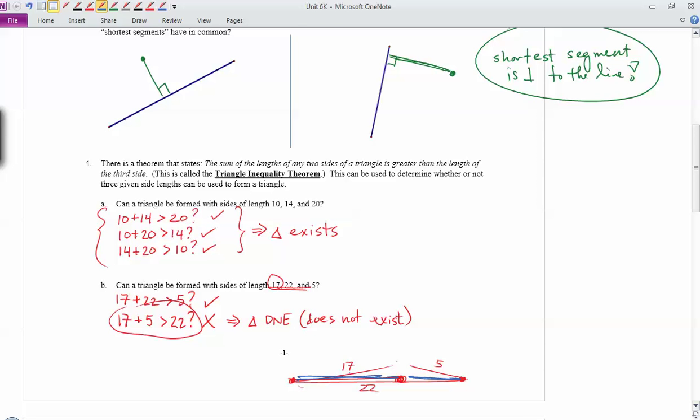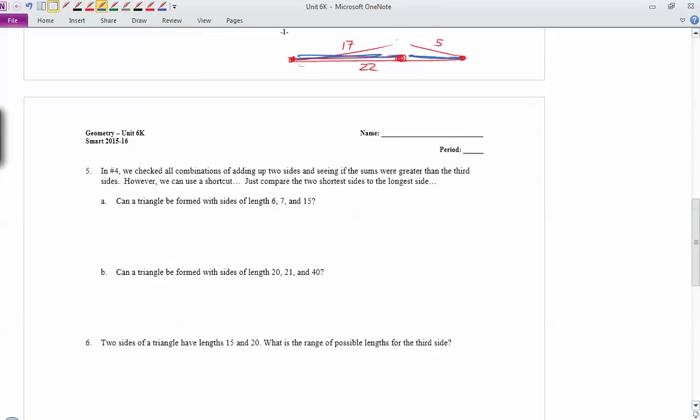So you wouldn't actually get a triangle, you just get this flat shape. So 17 plus 5 is less than or equal to 22. You're never going to get the triangle. Okay? So let's take a look at number 5.